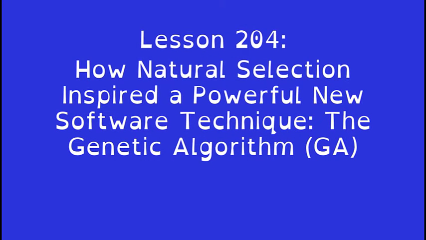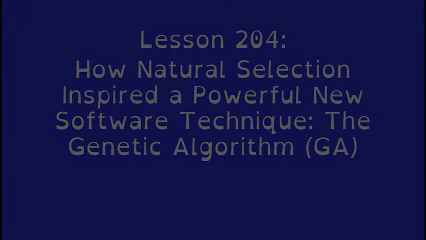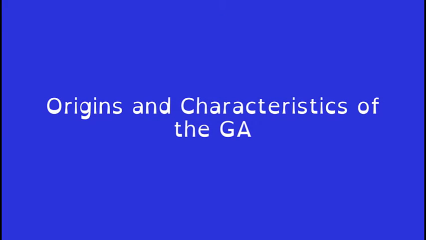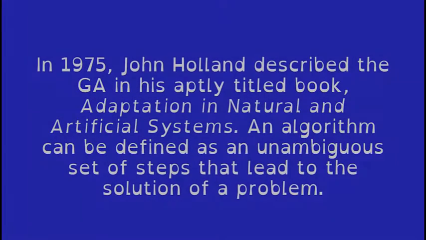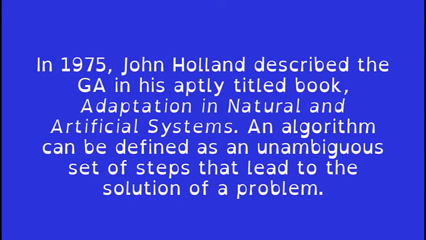How natural selection inspired a powerful new software technique, the genetic algorithm, GA. Origins and characteristics of the GA. In 1975, John Holland described the GA in his aptly titled book, Adaptation in Natural and Artificial Systems.